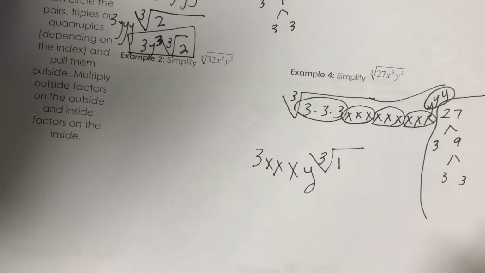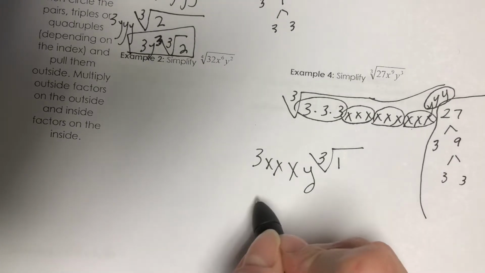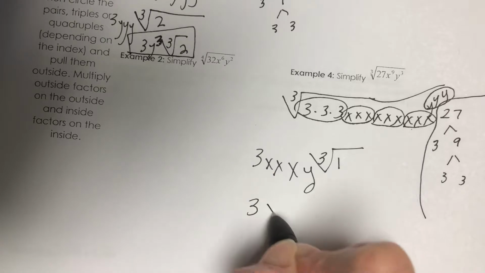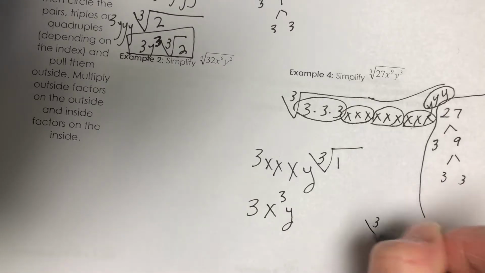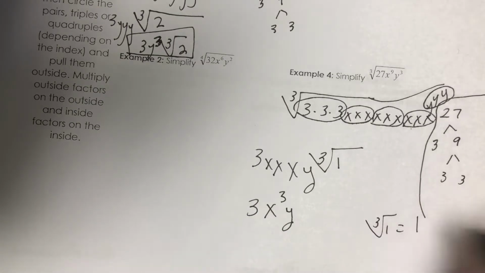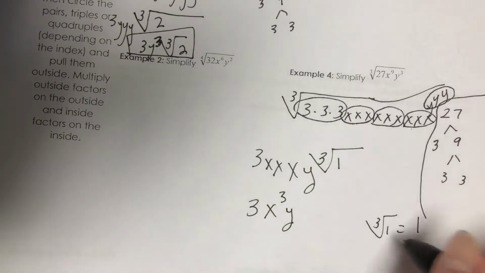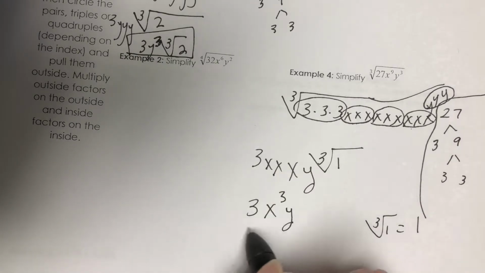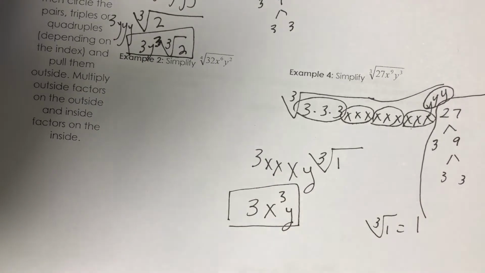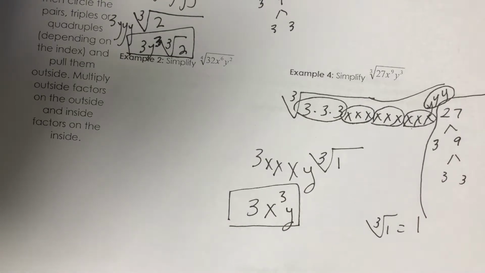Okay, and how can I simplify this? I've got 3 x to the 3rd power times y, and the cube root of 1 is equal to 1, since 1 times 1 times 1 equals 1. So I don't have to write times 1 here. I can just say 3x cubed y and put a box around my answer, and I'm done with example 4.